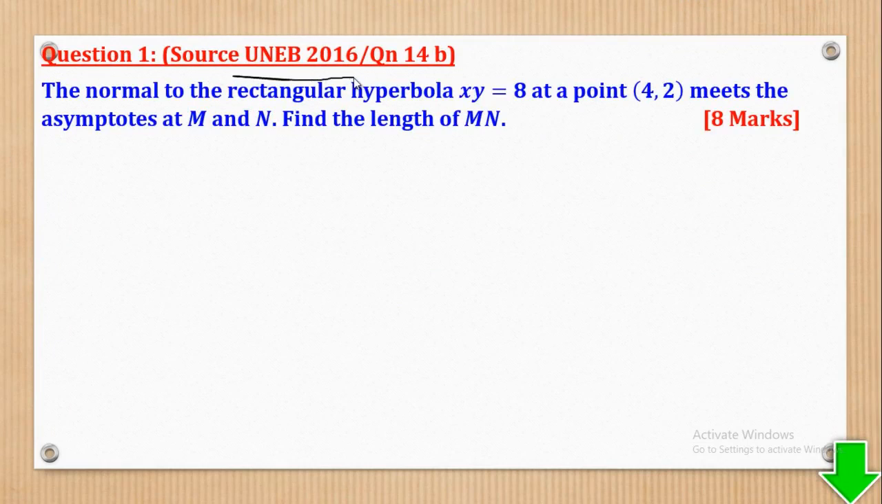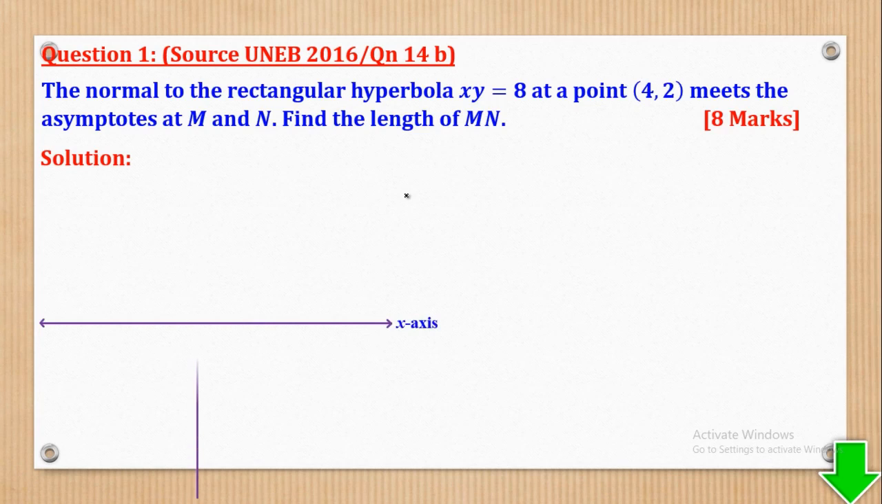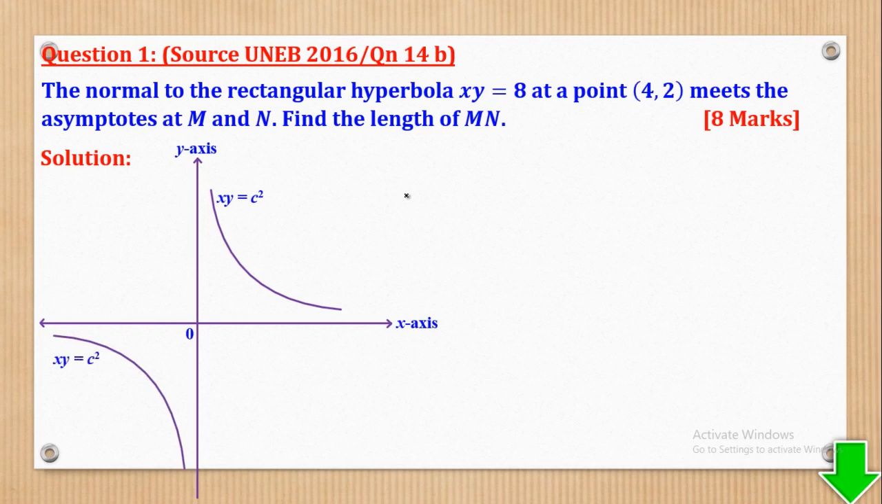Question 1 came from UNEB 2016, paper 1, question 14b, and says the normal to a rectangular hyperbola at a point meets the asymptotes at M and N. Find the length MN. So you have to draw the sketch. Then draw our rectangular hyperbola, which is always in that form. The axes are the asymptotes. So at that point there will be a tangent and there will also be a normal.